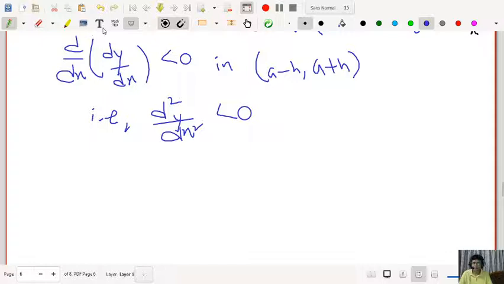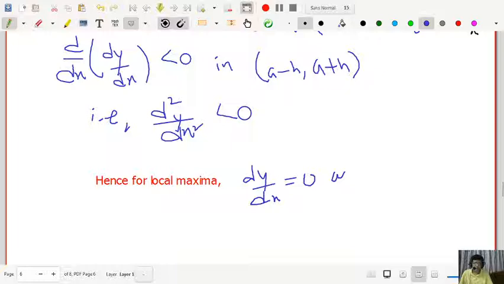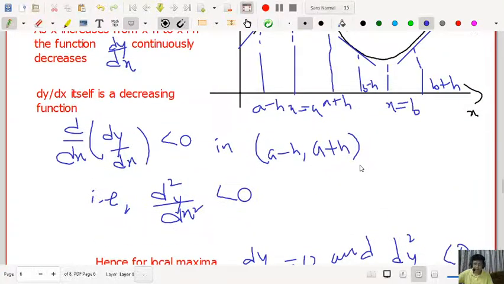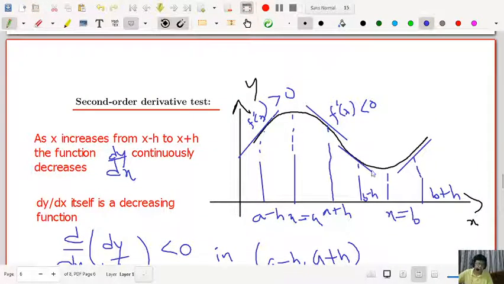Hence for local maxima, dy/dx is equal to 0, first order derivative equal to 0, that is the necessary condition, and d2y/dx2 less than 0. This is the second order derivative test. Clear?